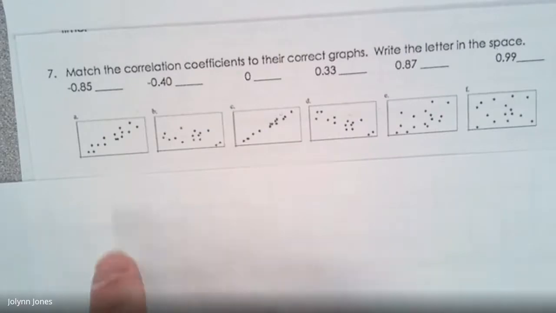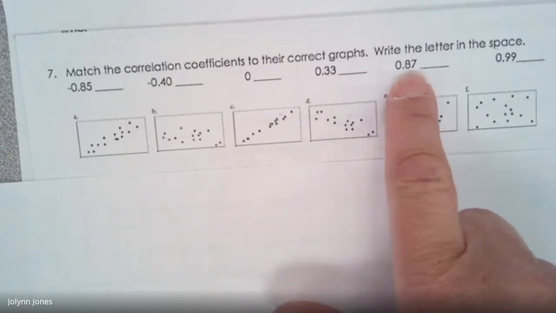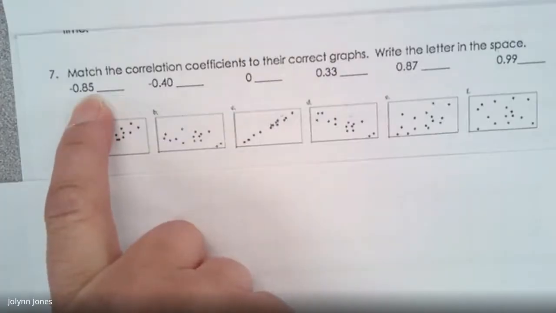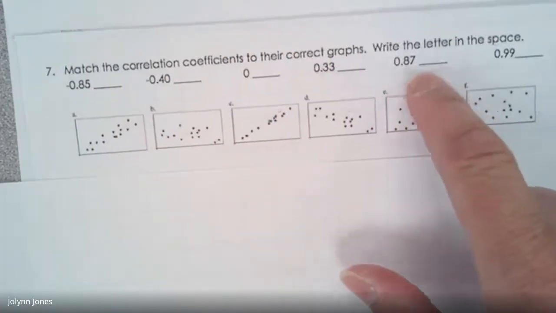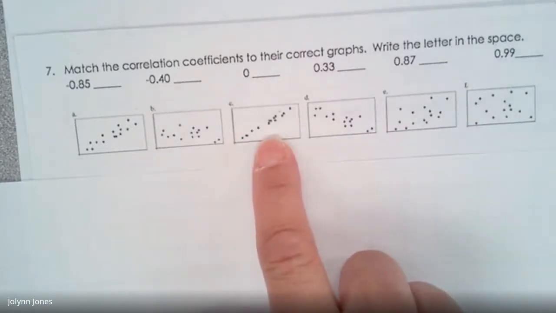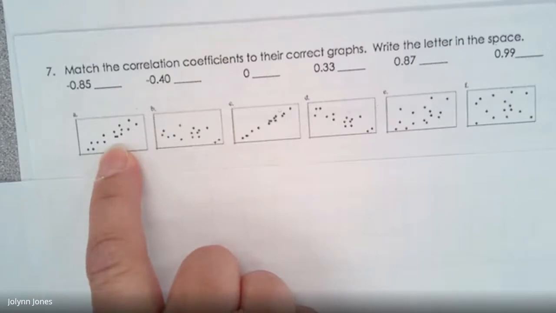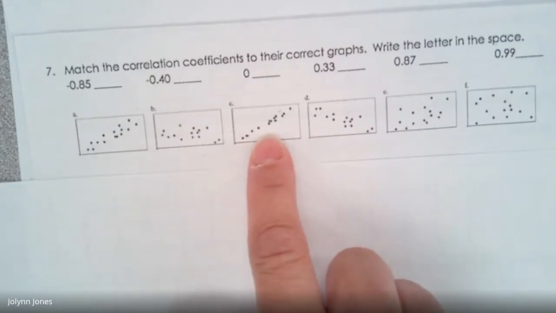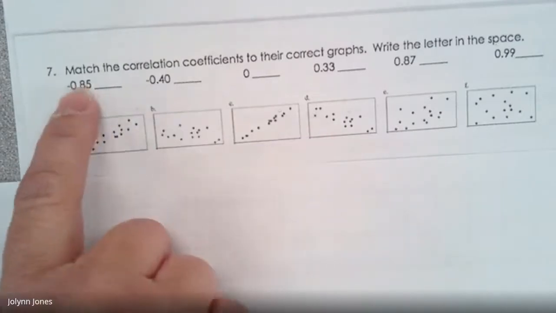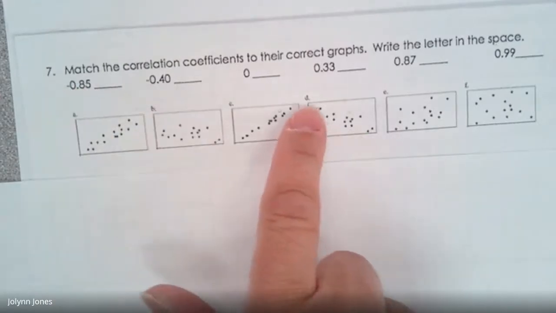And then we've got a positive 0.87 and a negative 0.85. So let's do the positive 0.87. We have a positive slope. If we said this one was 0.99, this one's going to be our 0.87. It's still packed around, but not as tightly as this option here. And then we've got our negative 0.85. That's going to be this one right here. It's going in a negative direction.